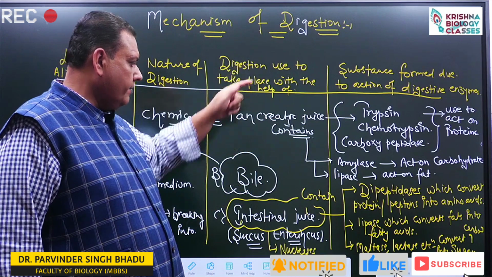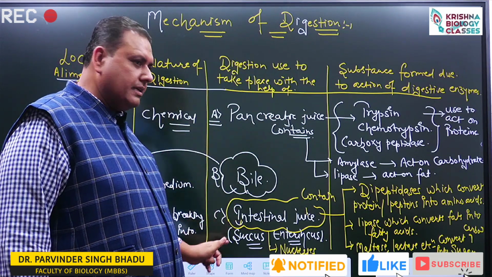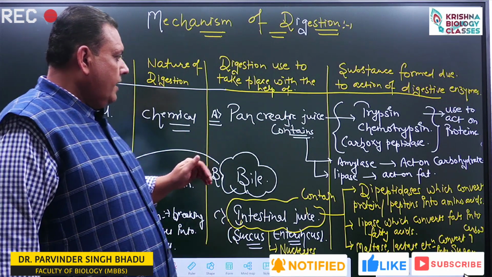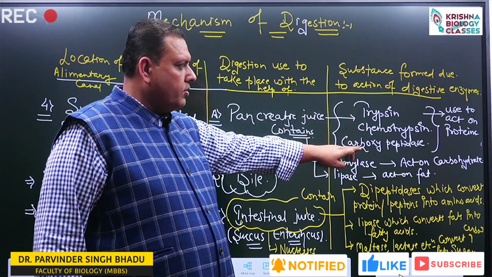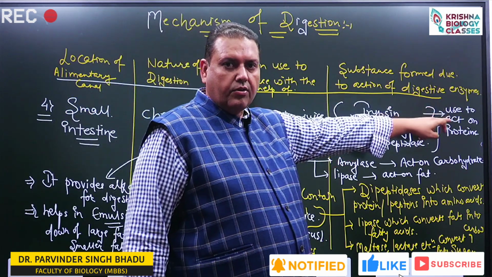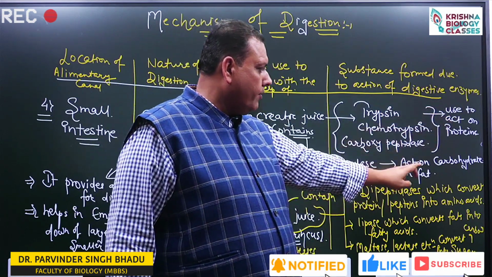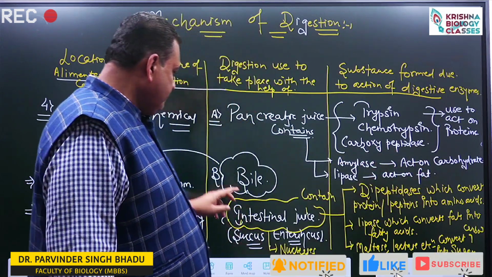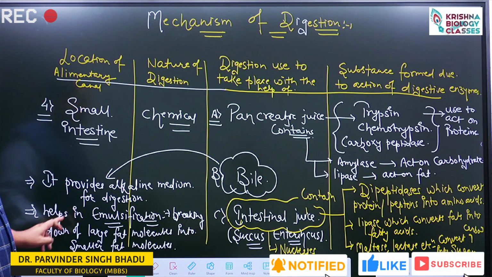Pancreatic juice secreted by the pancreas, bile juice secreted by the liver, and intestinal juice secreted by the intestinal inner lining. Inside the pancreatic juice, trypsin, chymotrypsin and carboxypeptidase are present, which act on the protein and break it down into peptones. Amylase acts on the carbohydrate, lipase acts on the fat. Bile provides an alkaline medium for the digestion and helps in the emulsification.